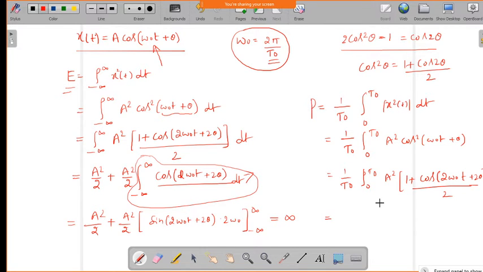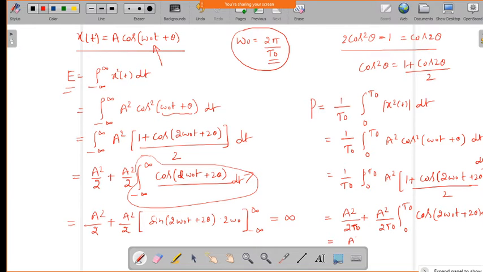Okay. So this we can take outside like this. So we will get A squared by 2 T naught, plus A squared by 2 T naught, integral from 0 to T naught. Now this cos function we need to integrate, cos of (2 omega naught t plus 2 theta), into dt. Here dt is there, so you should not forget the dt, because we are doing the integration with respect to time.